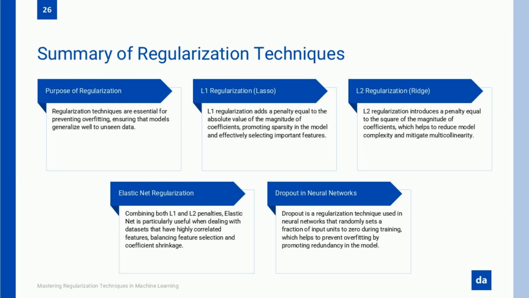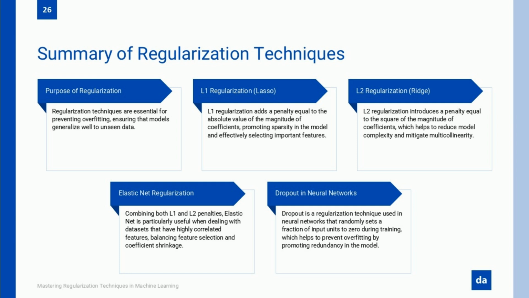2. L2 regularization. L2 regularization adds a penalty equal to the square of the magnitude of coefficients. Key benefit: stabilizes the model by penalizing large coefficients, preventing over-reliance on specific features. Best use case: models prone to multicollinearity or when you want to reduce overfitting while keeping all features.